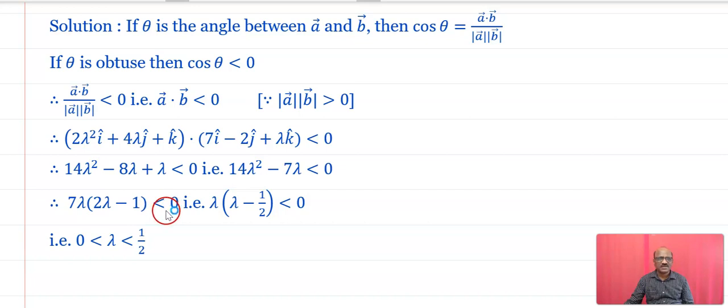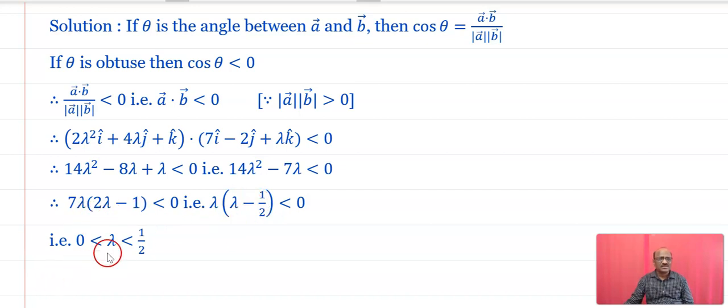And that is nothing but, here again if we take the 2 as common, then in bracket you will get lambda, in bracket lambda minus 1 upon 2, which is less than 0. Again from these we will take the 2 as common. If we take the 2 common, then in bracket you will get lambda minus 1 upon 2. Okay. And which will be, what is here?